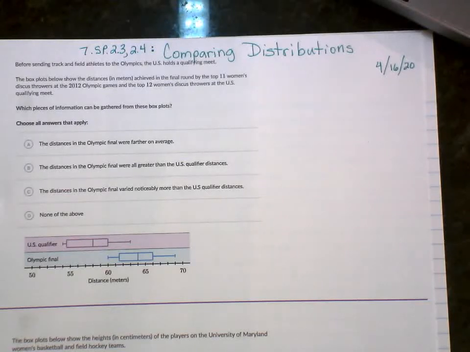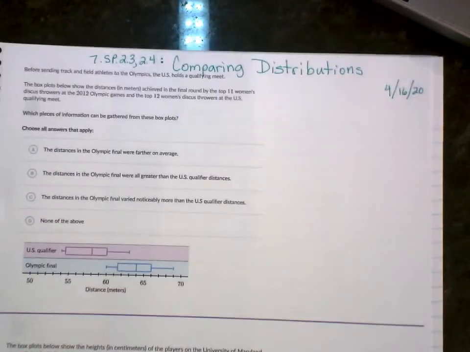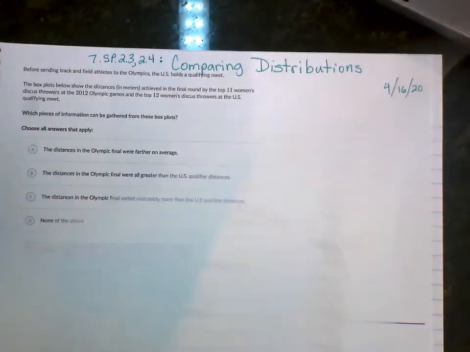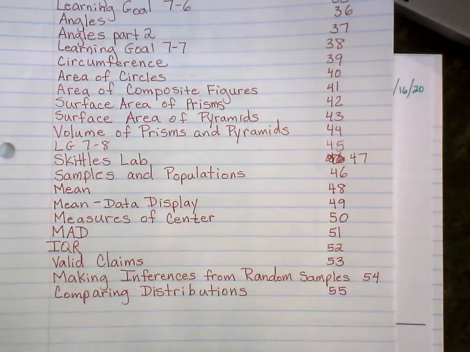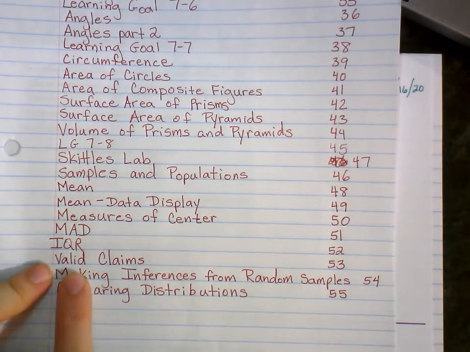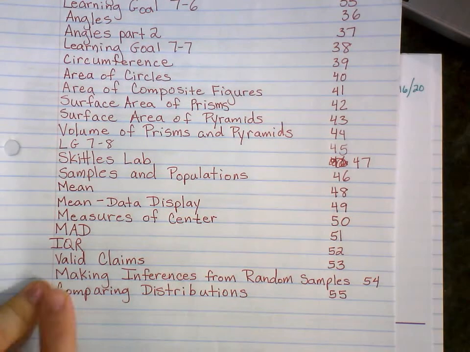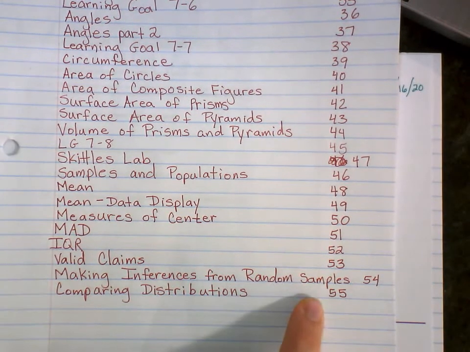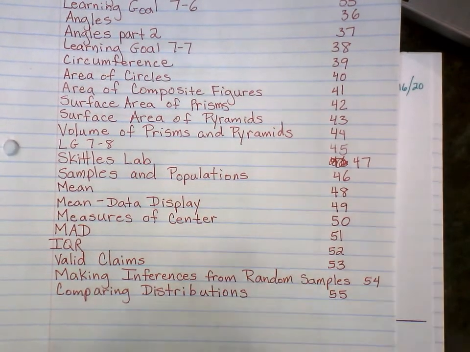All right, class, we are about to do the last formal lesson for this week, the third week of distance learning. Update your table of contents, please. You should have valid claims, page 53; making inferences from random samples, which was the last video you watched, page 54; and today is comparing distributions, page 55.